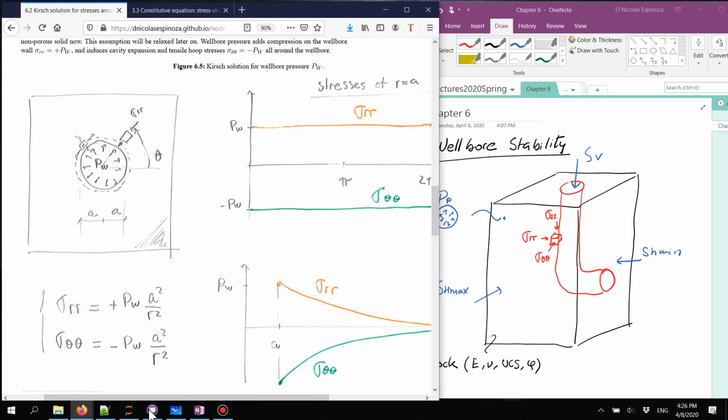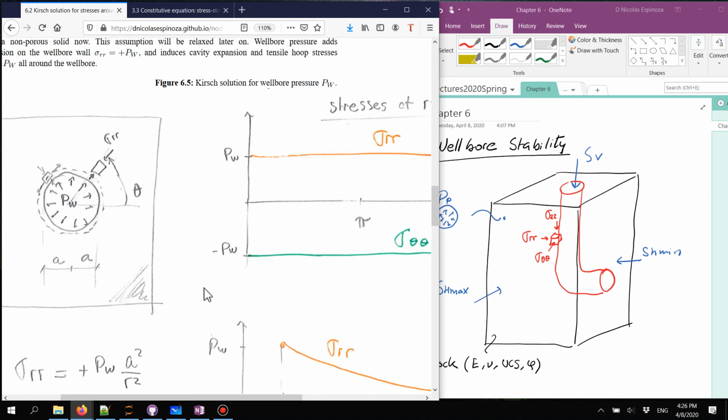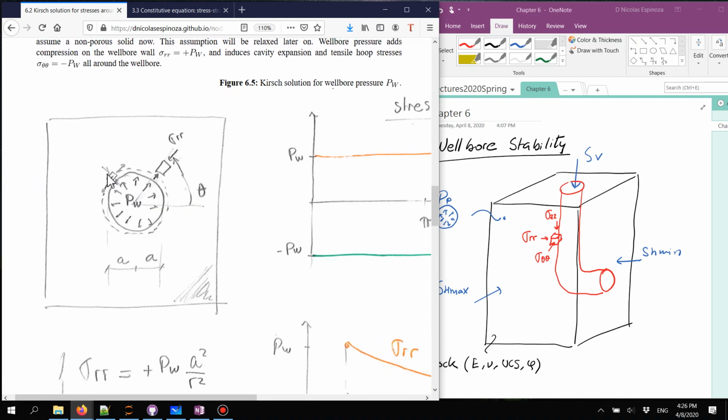You can imagine that, let's forget for a minute about all the far field stresses and the pore pressure. Let's imagine that we have an impermeable rock and inside we have a pressure in the wellbore. If you increase the pressure in this wellbore, what you're going to cause in the tangential direction, perpendicular to the radius, is an extension of this diameter, and that's going to result in tension. And perpendicular to this tangential direction, we're going to have the radial component, and the radial component is going to be equal to the pressure applied on the wall of the wellbore.